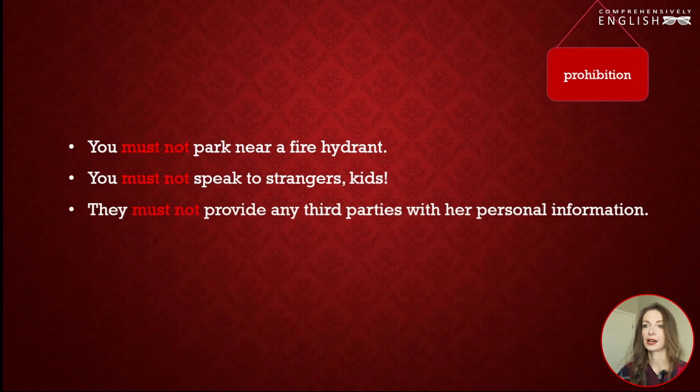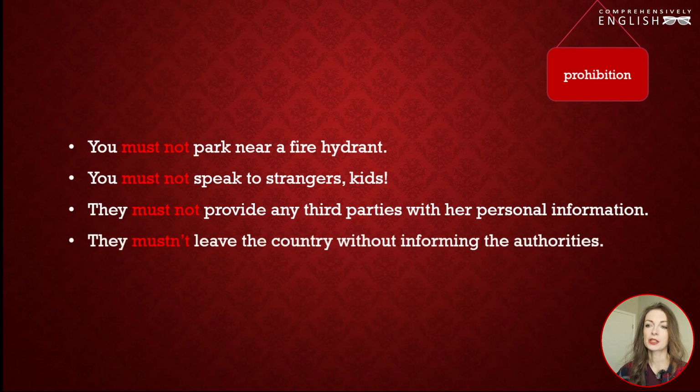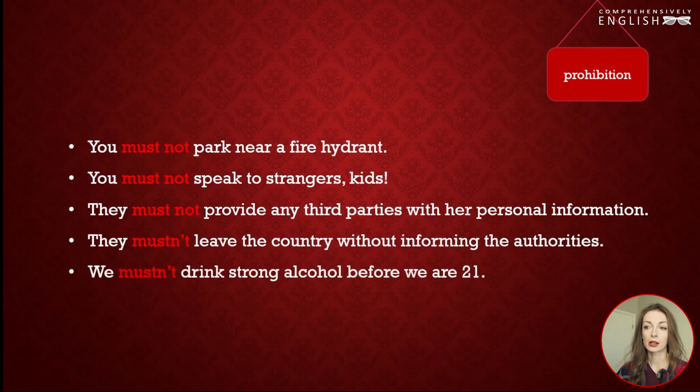This might be a line in a contract or in an agreement, and it prohibits providing any third parties with the information. They mustn't leave the country without informing the authorities. It's prohibited. Maybe they are suspects in a crime, and the authorities do not allow them to leave the country without informing them. We mustn't drink strong alcohol before we are 21. For example, it's prohibited by the US law.